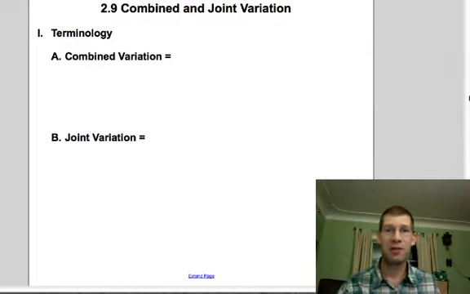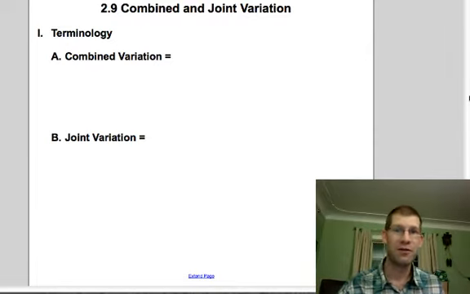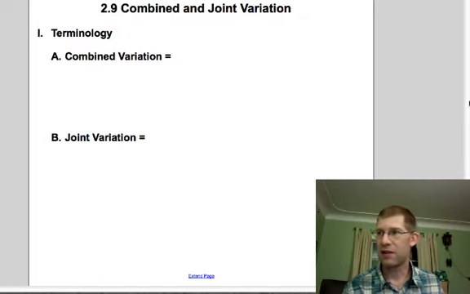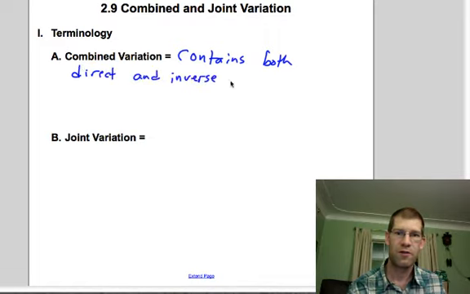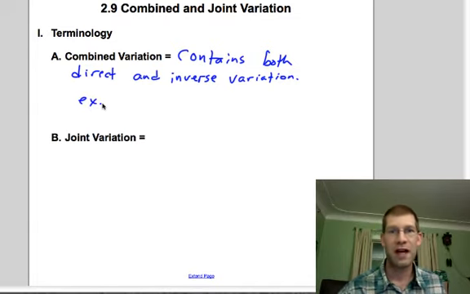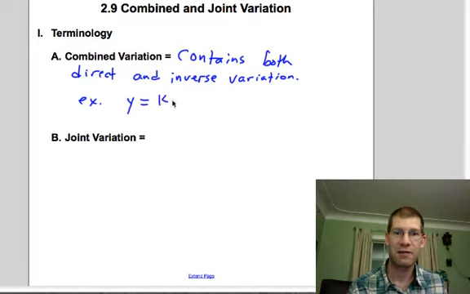If you think back to the types of variation we had before, we had direct variation and inverse variation. So combined variation is really just a combination of those two. So combined variation, I'm going to say it contains both direct and inverse variation. And as far as what that means, if you think back to direct variation, that was always y equals k times a variable. So if it has to have direct variation, it's going to have an aspect of that to it. So I'm going to write y equals k times x.